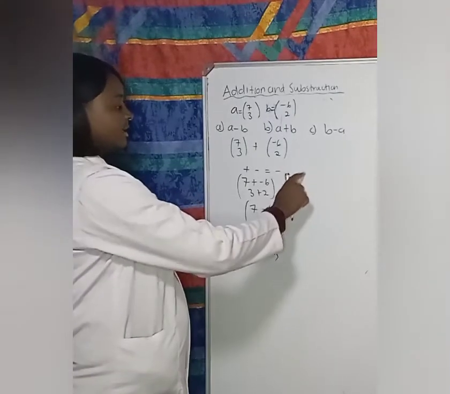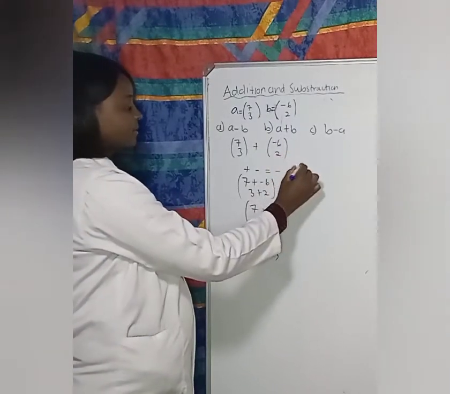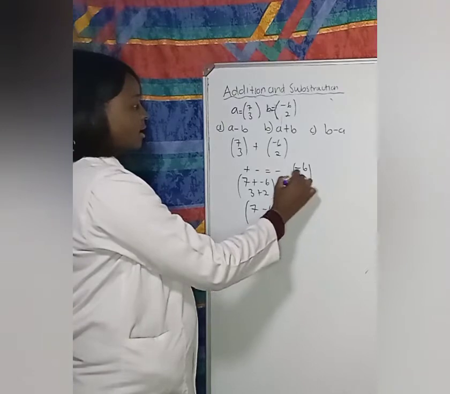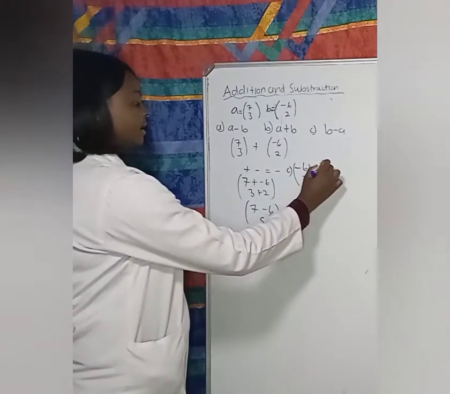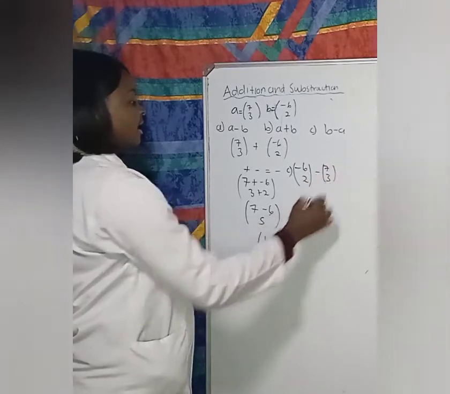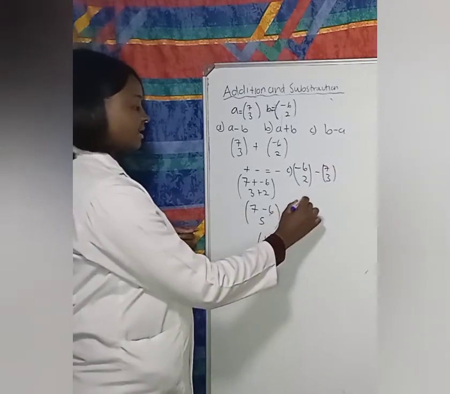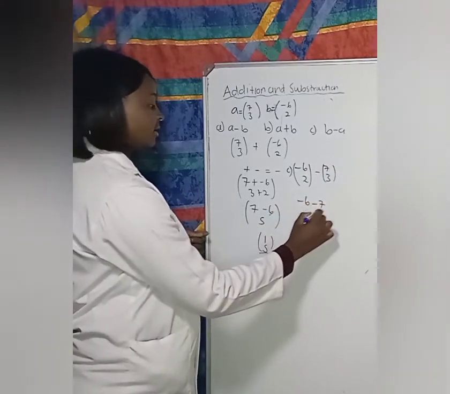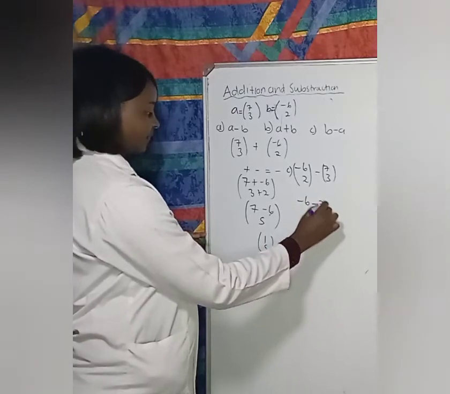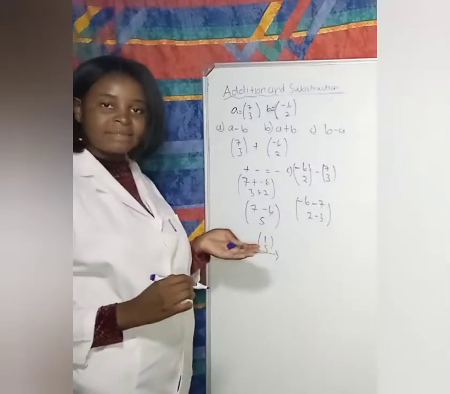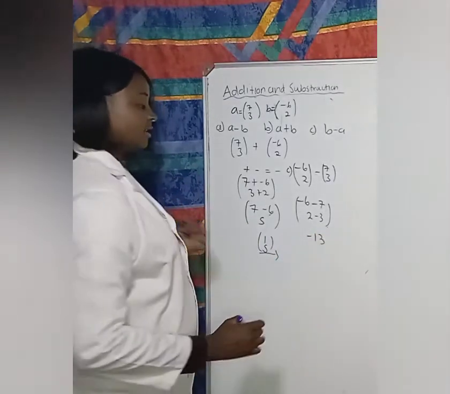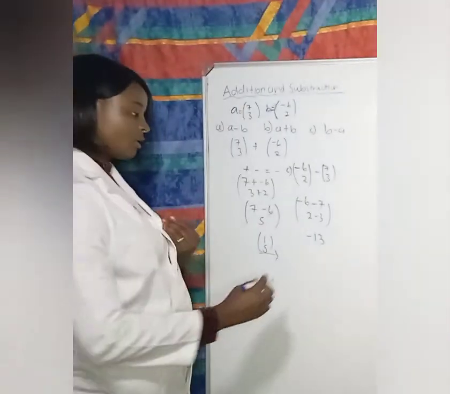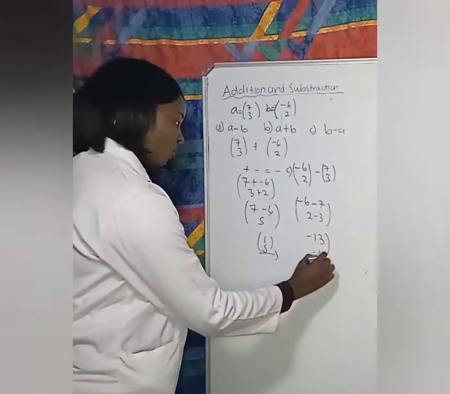What about B minus A? B is (-6, 2), and then A is (7, 3), minus (7, 3) like that. So now we have -6 minus 7 and 2 minus 3. -6 minus 7, we're going to get -13. 2 minus 3, we're going to get -1.